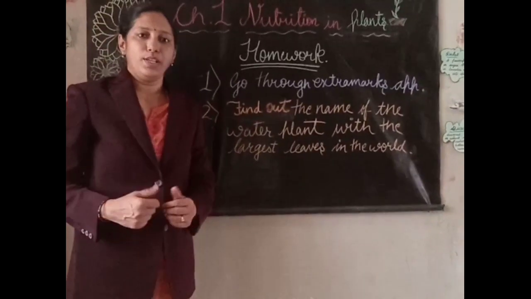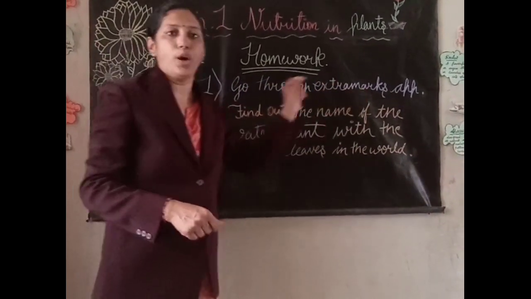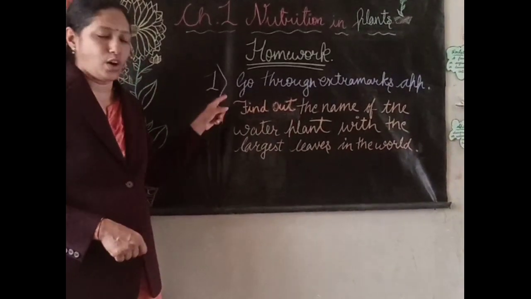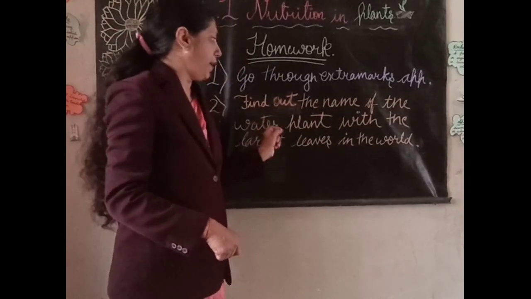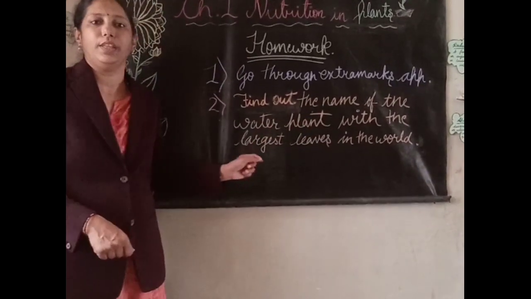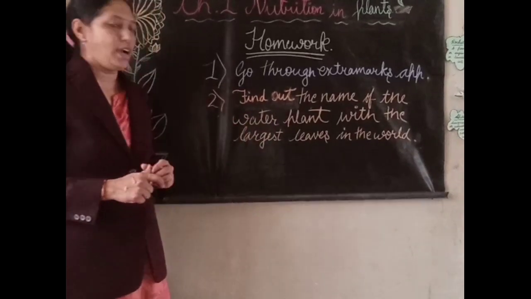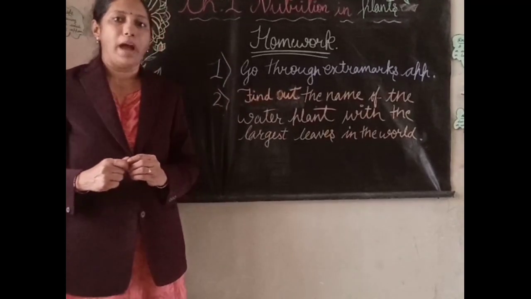Now it's time for today's homework. First homework is to go through the Extra Marks app for today's topic. And another homework is you have to find the answer to the given question. The question is, find out the name of the water plant with the largest leaves in the world. I repeat the question. Find out the name of the water plant with the largest leaves in the world. You have to find this out by tomorrow.